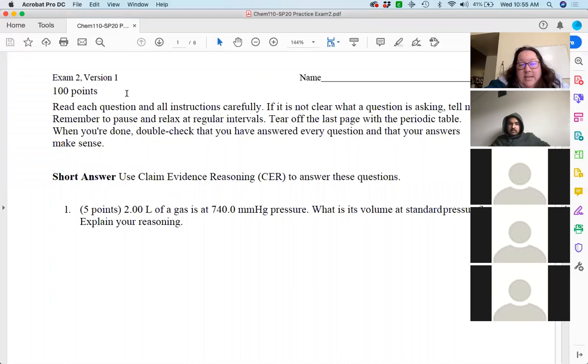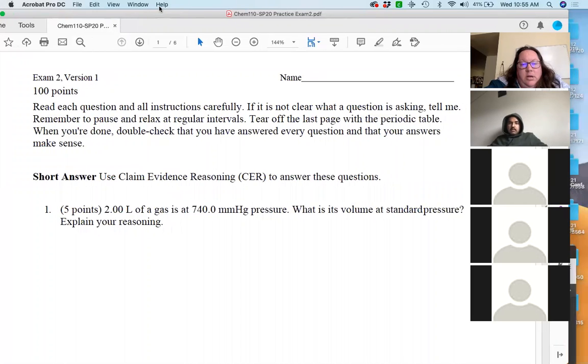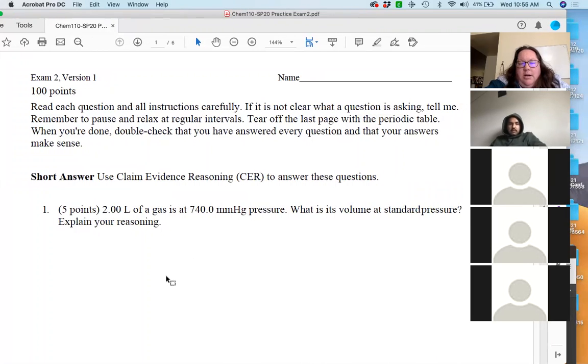A couple of pieces that I think are really useful to look at here. You're going to notice that there are a couple of types of questions that we're going to commonly see on this type of an exam. The first thing that we're going to see is gas law questions. That's chapter 9 if you're thinking about that.